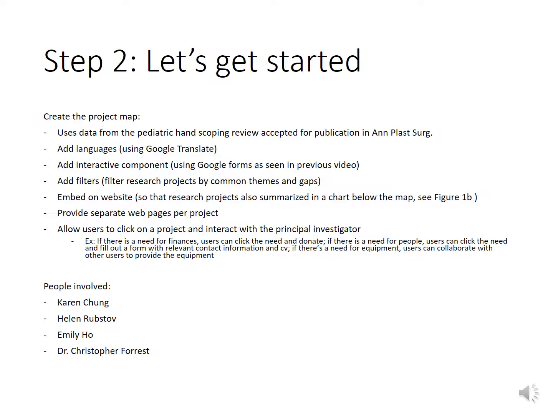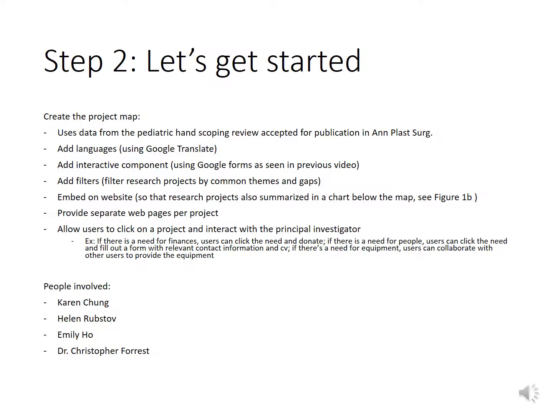So first we want to create the project map. Again, we're using data from a previously accepted pediatric hand scoping review and global health publication. We're going to add languages using Google Translate. We're going to add an interactive component using the Google Forms as seen in the previous clip. We're going to add filters so that you can filter the research projects by common research themes and gaps, and embed it on our website so that the data table that summarizes all the data in a specific theme or gap is located below the map.